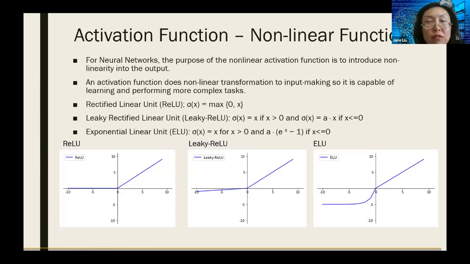So the activation function is very important in neural networks. It basically transforms the input data into a certain type of output. So here we list three pretty popular nonlinear functions: ReLU, Leaky ReLU, and ELU. These are the figures for these three different activation functions, linear and nonlinear functions. And later we'll talk about how we study their effectiveness on the recommendation system.